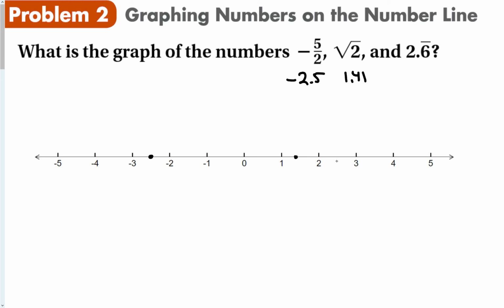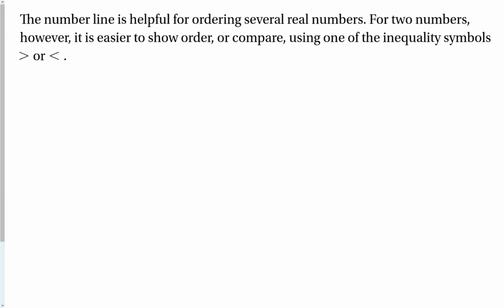And 2.6, that's easier to graph, a little bit past halfway on that point. So this would be negative 2.5, 1.4, and 2.66 and repeating. So number line, very simple. Just put your numbers on the right spot on the number line. The number line is helpful for ordering several numbers.